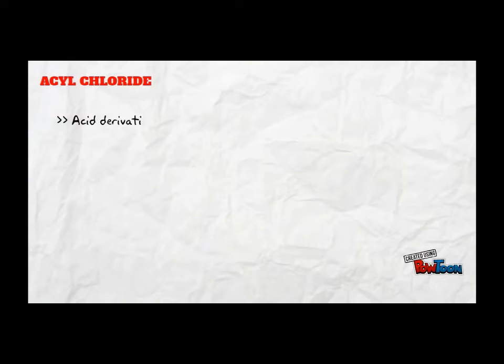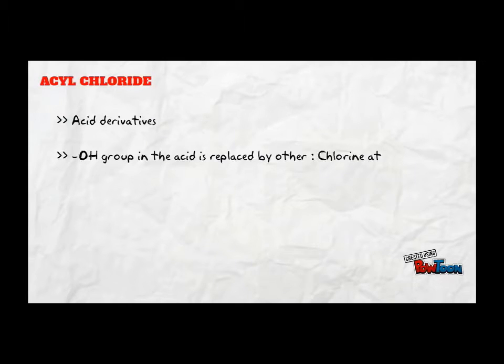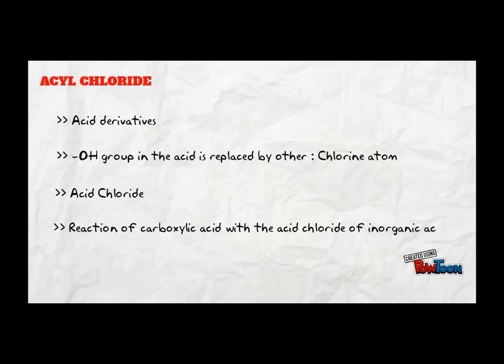Acyl chloride is also described as an acid derivative, where the hydroxyl group is replaced by a halide, namely a chlorine atom. This acyl chloride is also known as acid chloride. It is derived from the reaction of carboxylic acid with acid chlorides of inorganic acid.